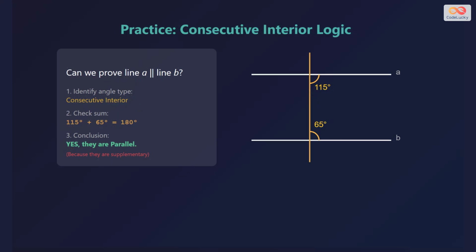In this example, we are asked if lines A and B are parallel. We have consecutive interior angles of 115 degrees and 65 degrees. If we add them, they equal 180 degrees. Since they are supplementary, yes, the lines are parallel.